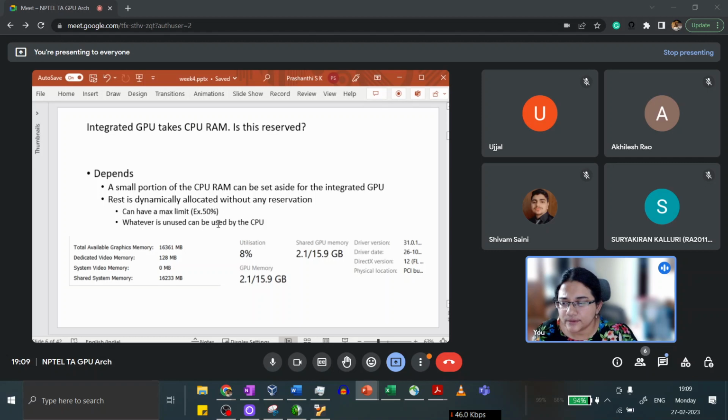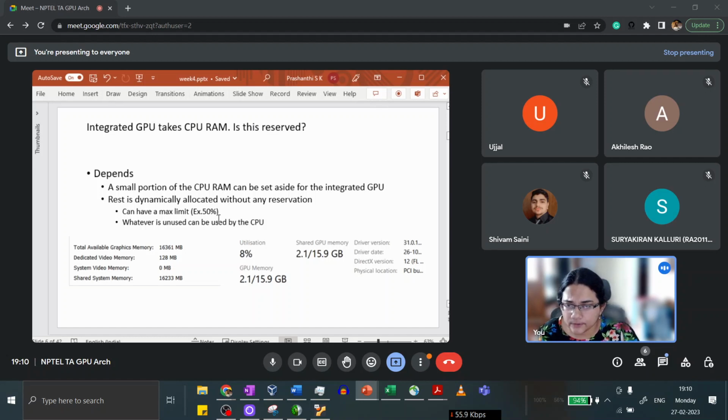So that's the reason not to have a hard and fast reservation. Instead, we say as and when the GPU needs it, the memory will be dynamically allocated. But a small amount of video memory is reserved, and these are for certain legacy applications, for certain very special corner cases, which we won't go into here. But broadly, understand that there can be a maximum limit on how much of the RAM the integrated GPU can use. That's all you need to know.